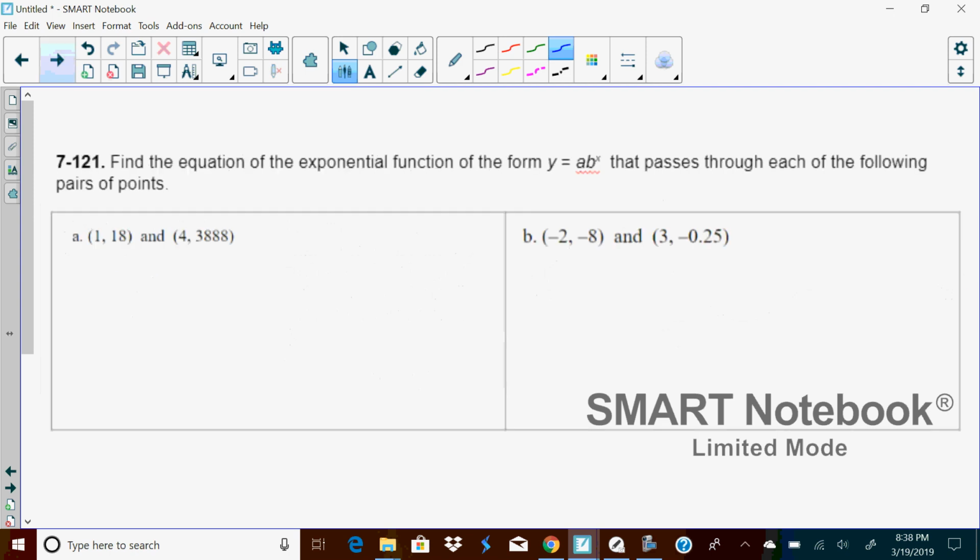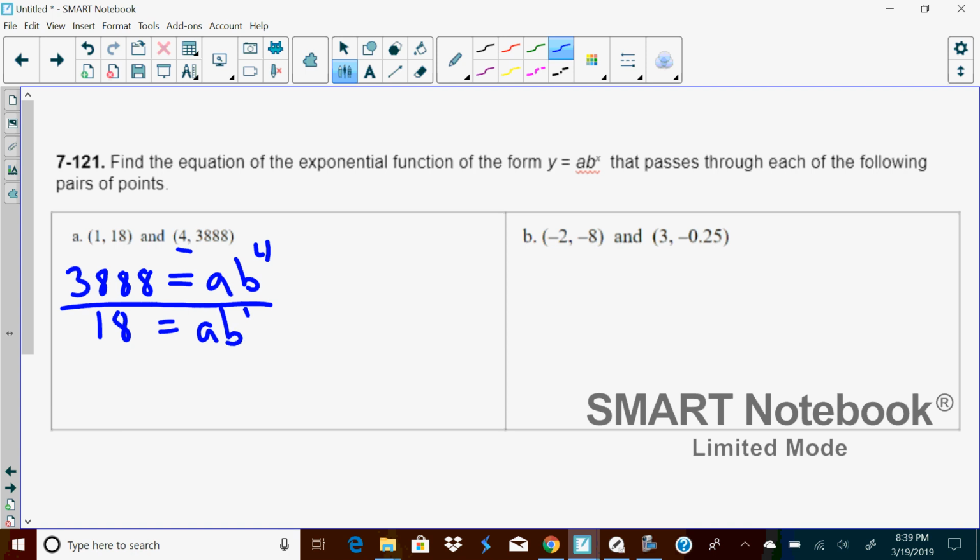Problem 121, find the equation of the exponential function. So in order to do this, the first thing we do is we find the point with the biggest exponent, which is 4. So I'm going to do 3,888 equals AB to the 4th, divided by 18 equals AB to the 1st. So when I divide, I get 216 equals, the A's cancel out, and I get B to the 3rd. So I took the cube root of 216 and got 6. So B equals 6.